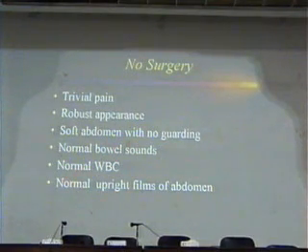The white count will be normal, the bowel sounds are normal, and the upright X-ray of the abdomen is usually normal. Again, the most important thing to differentiate between acute abdomen, surgical and non-surgical, is the condition of the abdomen. It is soft in the non-surgical cases and it is rigid in the surgical cases. And by the chest X-ray and abdominal X-ray, we can see some of the intra-abdominal pathology.